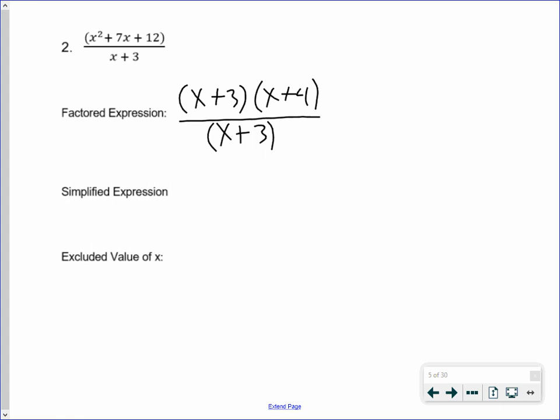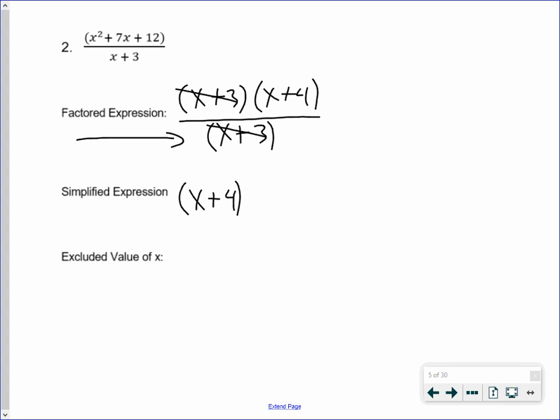The only thing we can cancel out are these x plus 3s. So when we cancel those out, what we're left with is x plus 4. We cannot simplify this anymore from here, so our most simplified form of the expression is x plus 4.